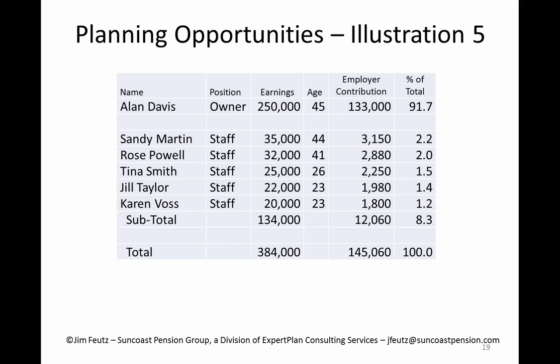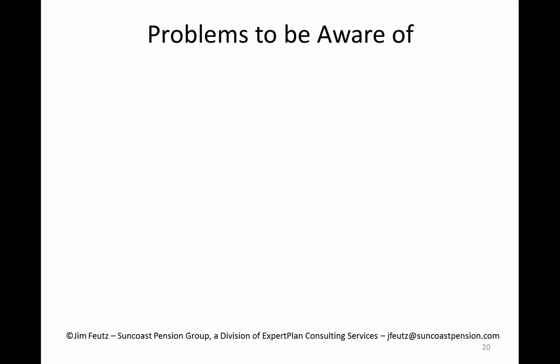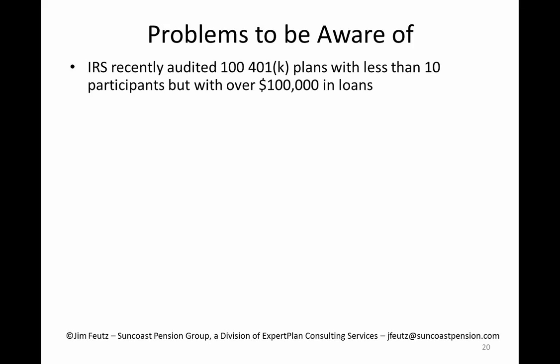Now, in the few minutes we have left, let's talk about some problems to be aware of. IRS recently audited over 100 401k plans that had less than 10 participants that had over $100,000 in loans. And loans in a plan are one of the things where, if something's going to be done wrong or incorrectly, it'll be in connection with the loans.